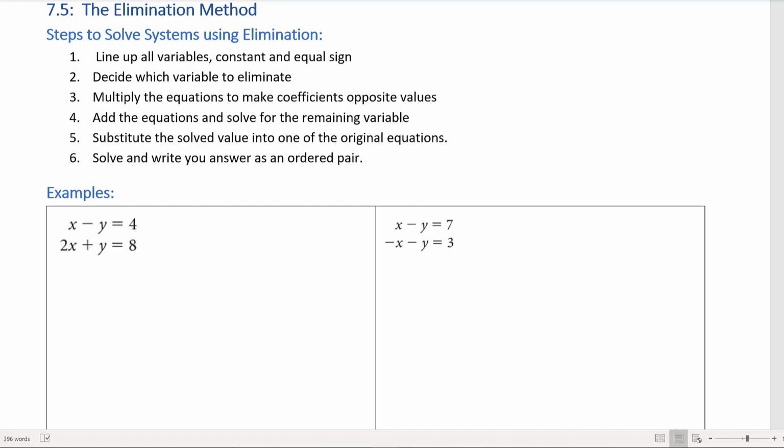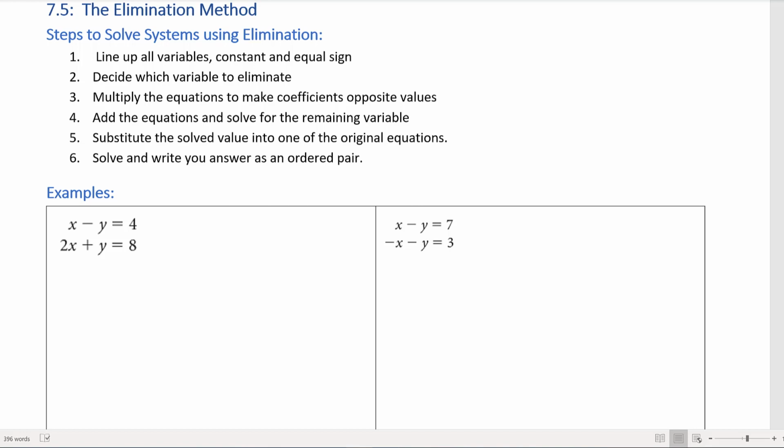So now we're going to learn how to solve systems using our third and final method called the elimination method. Some books call this the addition method or the linear combination method. Our book calls it the elimination method. So the steps are to line up all the variables, the constant, and the equal sign.